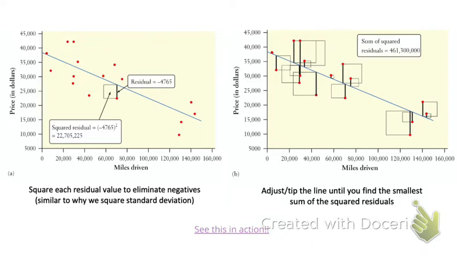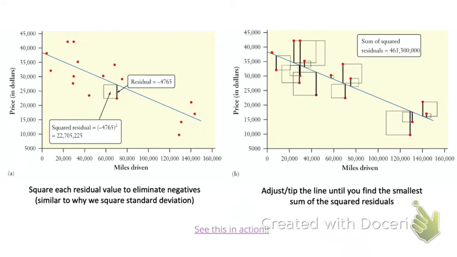I do that with every single residual. I square every residual, find the area of every one of those boxes, and add all of them up. I continue to tip the line, making these boxes bigger and smaller until I find the smallest sum of those squares. Doesn't that sound like a fun process? You guys look excited. Yes.